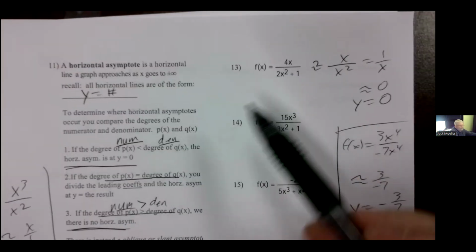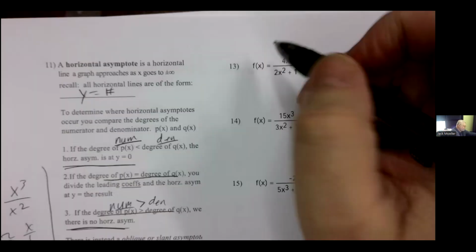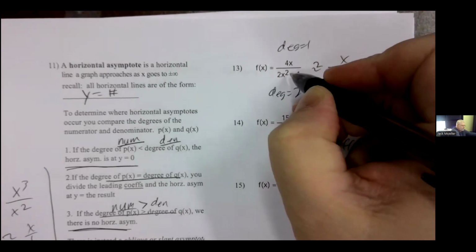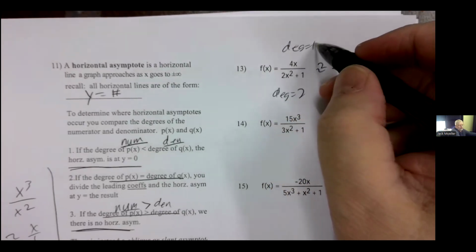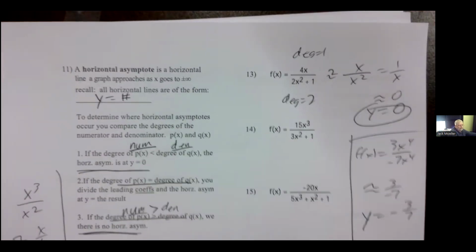So for number 13, what case are we in now? Well, the degree of the top is 1. The degree of the denominator is 2. So the degree of the top is smaller. So when the degree of the top is smaller, it's always at y equals 0.